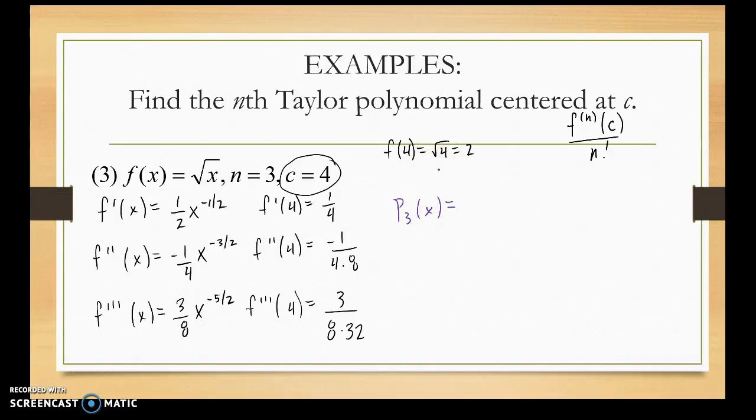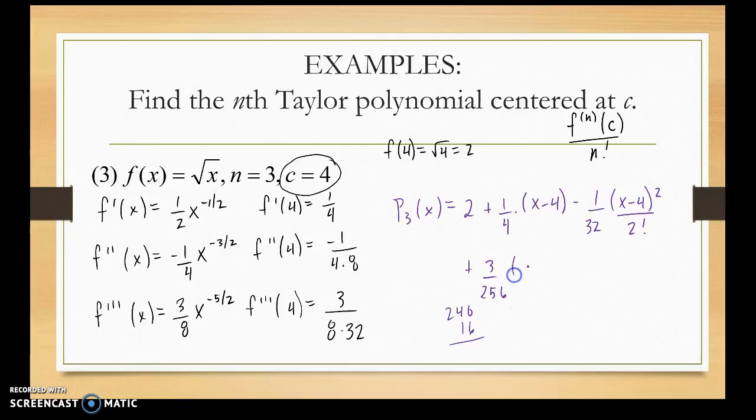First term is f of c, so that would be 2 plus 1/4 times, now when it's centered at c, the polynomial would be x minus 4 to the first power, and then minus 1/32, x minus 4, quantity squared, all over 2 factorial, and then plus 3 over 256, times x minus 4 to the third power, all divided by 3 factorial.